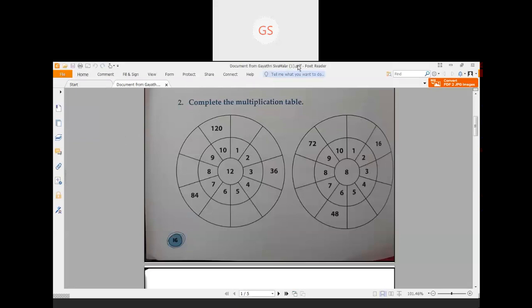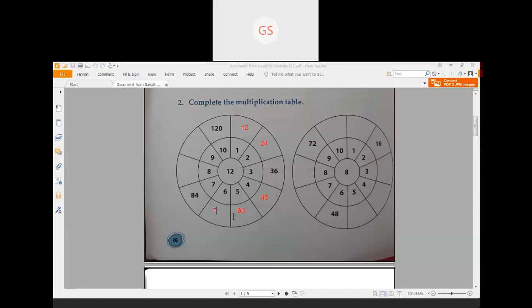12 ones are 12. Yes, it's easy, right? It's very easy, right? 12 twos are 24. And here 12 threes are 36. 12 fours are 48. Yes, now 12 fives are 60. Very good. Now 12 sixes are here.